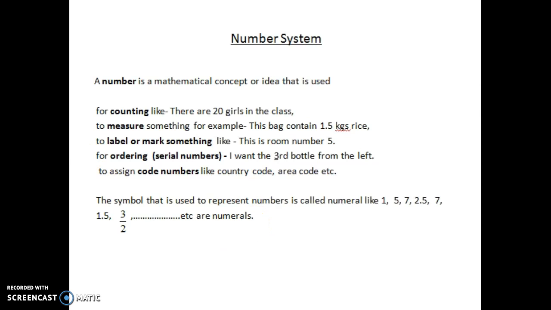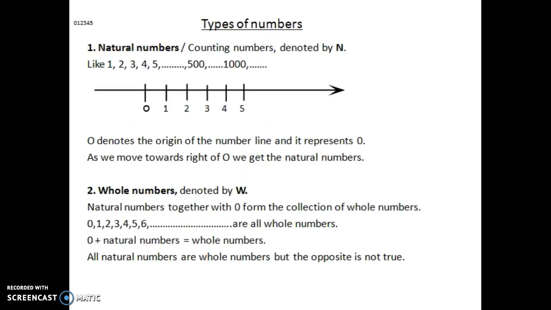Move on to the next topic. Types of numbers. First one is natural numbers. We also call this counting numbers. It is denoted by N, like 1, 2, 3, 4, 5, etc. and so on. 500, 1000 are examples of natural numbers. It continues up to infinity.